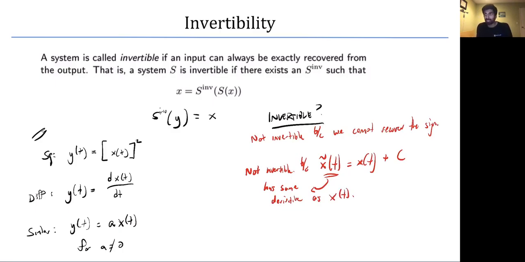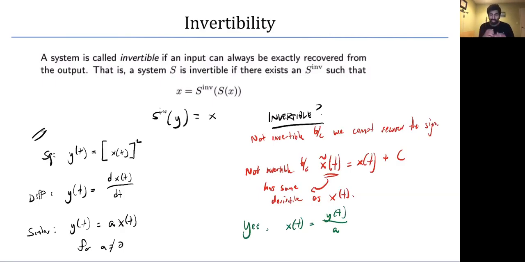Okay. Let's look at the last example, the scalar. The answer here is just simply yes. Yes, because you can find x of t uniquely by just solving algebra. And remember that a was constrained to be not equal to zero.